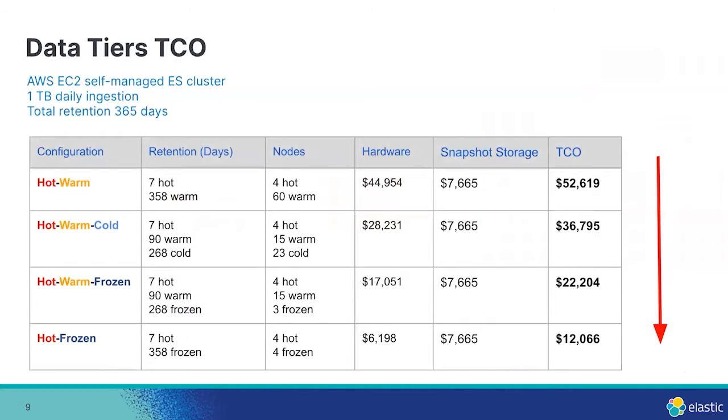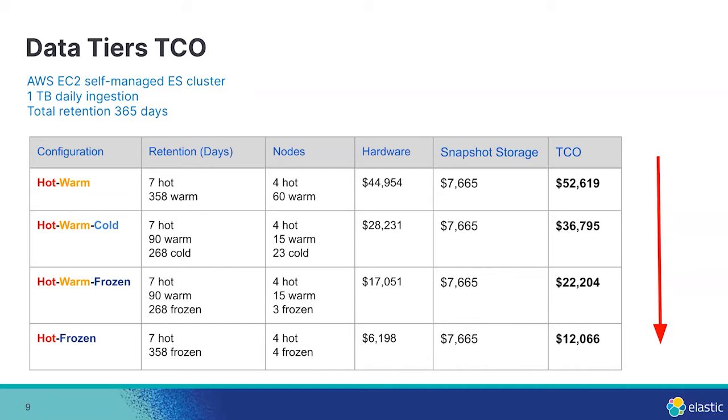For all of this, you can use ILM policies to automate the transition of data from one tier to the other. So here's a more concrete example, showing you how your total cost of ownership goes down as you begin adopting more of the lower cost tiers. For a typical self-managed Elasticsearch cluster in AWS EC2 with, say, 1 terabyte of daily ingestion and a total retention of 365 days, if you use just hot and warm nodes, you're paying about $52,000 a month in infrastructure costs.